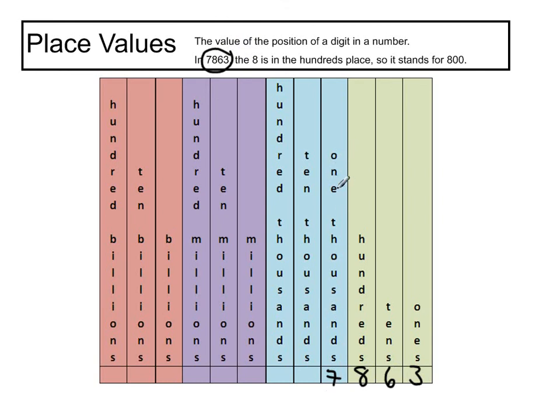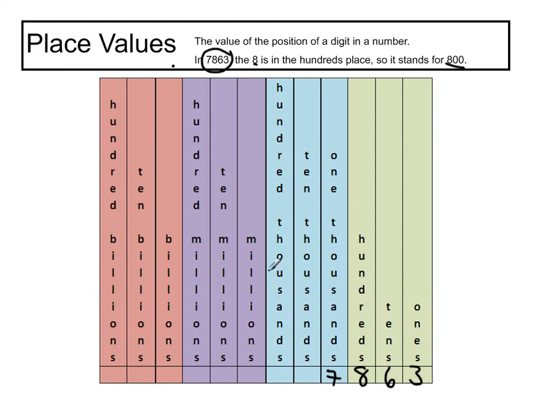It's technically the 1000s, but we usually say it's 7000s because it's not just one of them. Then we have 800s, 60, or 610s, and 3 ones. So if we were to talk about 8 specifically, we'd say it stands for 800, just like how the 6 stands for 60, or you could say 610s. So the place values is something we want to get familiar with.